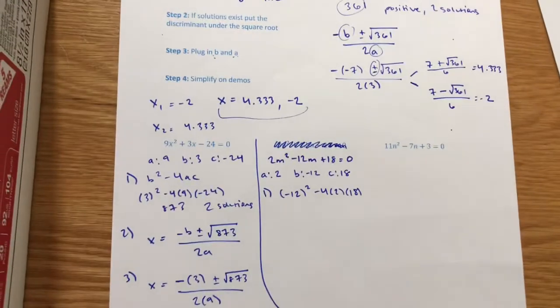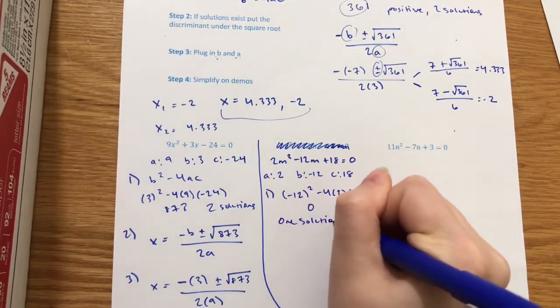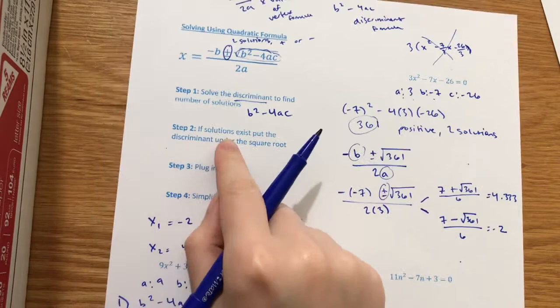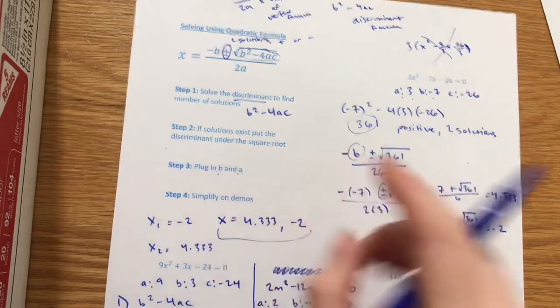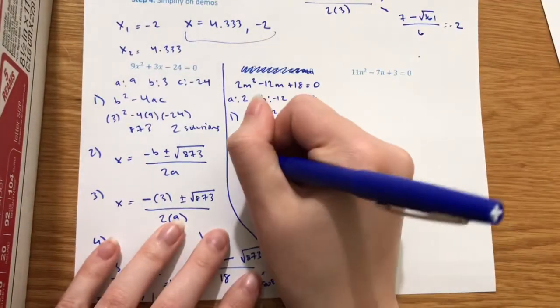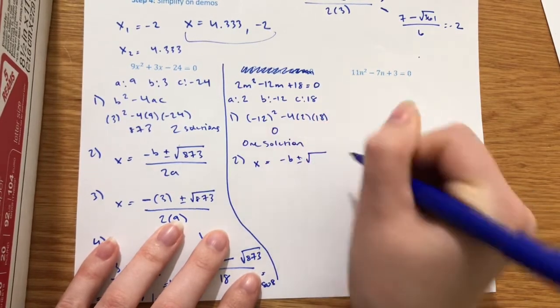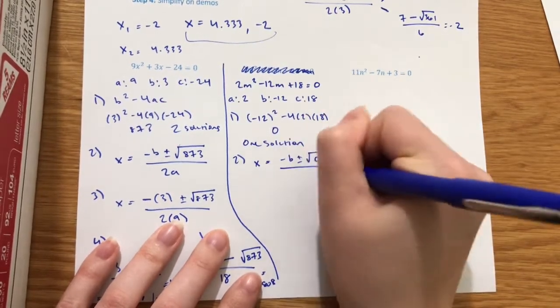All right, so if we come back over here, our discriminant gives us 0. So that tells us there's 1 solution. Now it's still true, if solutions exist, put the discriminant under the square root. If it's 0, that means there is 1 solution. So we've got to keep going. So step 2, x equals negative b plus or minus the square root of 0, which is what we just found, over 2a.